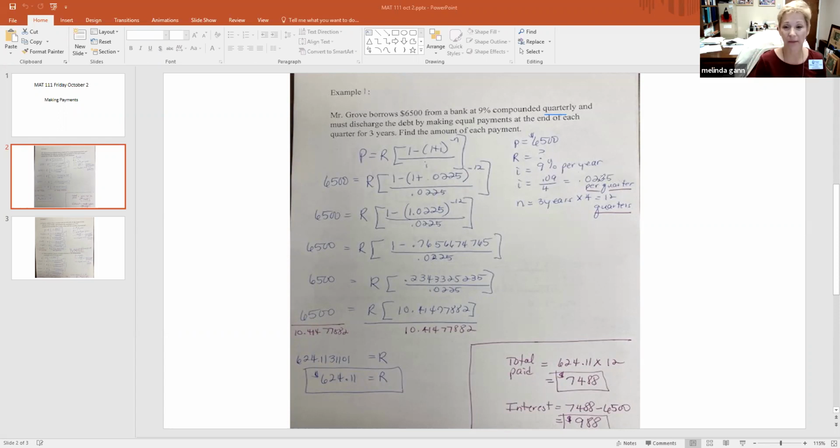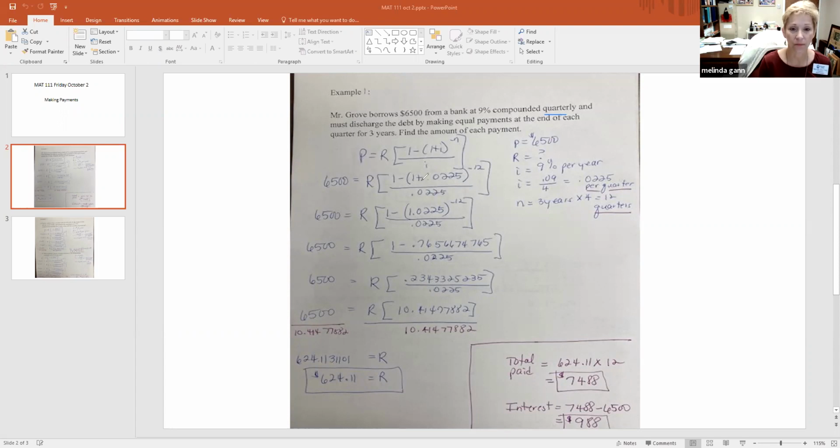Now, this one came out exact. If it doesn't come out exact, you may have to round, but I try to take it really far out before I try to round, okay? And then again, it's 3 years, but I need it in quarters. So there are 4 quarters in a year, so there are 12 quarters. So there are 12 3-month intervals, okay? So everything's in terms of quarters, so now I substitute in. My P is my 6,500. I don't know R, so it stays R.